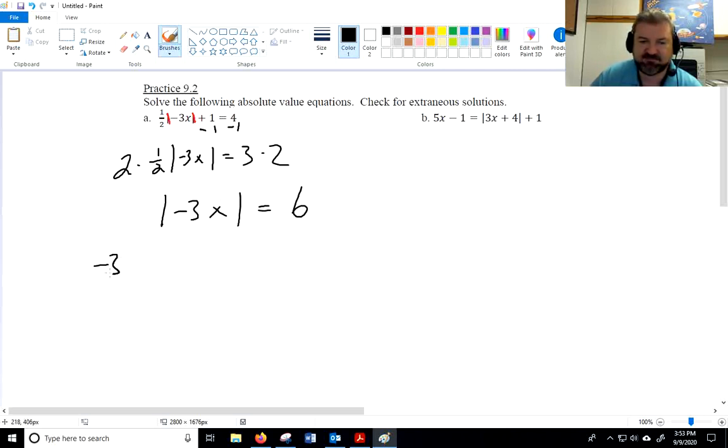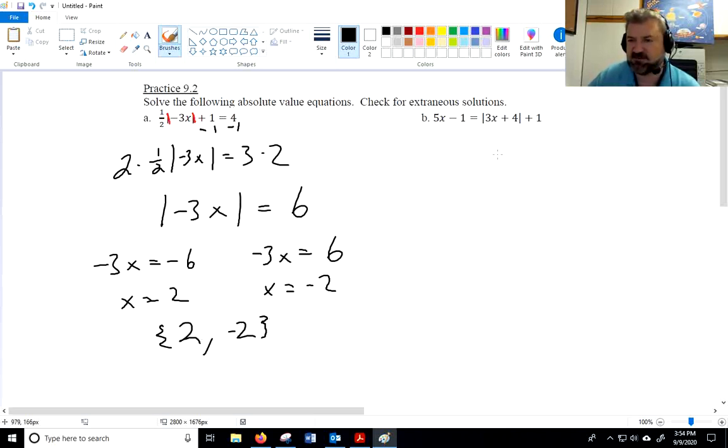Now I'll remove the absolute value bars by setting this equal to negative 6, and by setting it equal to positive 6. This gives me x equals 2. This gives me x equals negative 2. And negative 6 has to be 6, 3 plus, 6, 3. Okay, they both work. I plugged them in my head, but they both work.